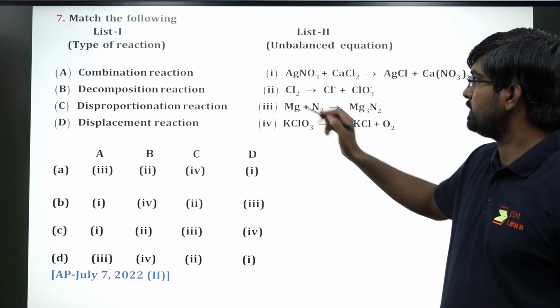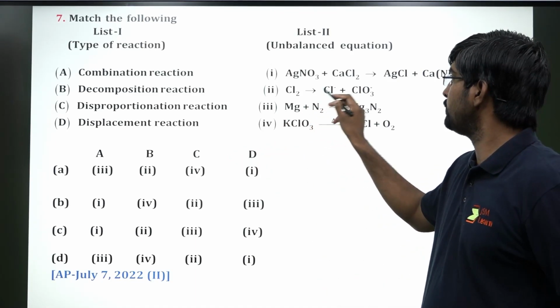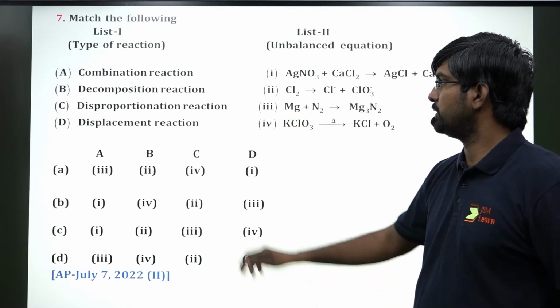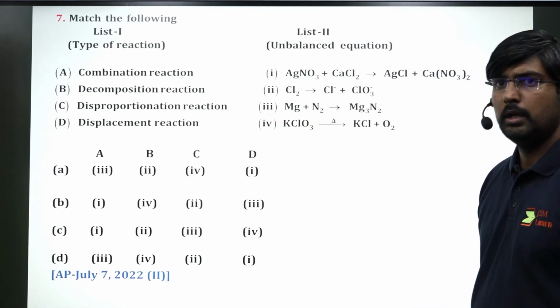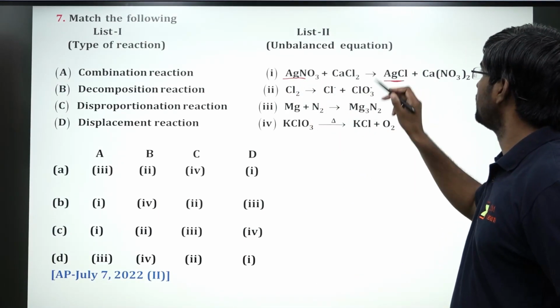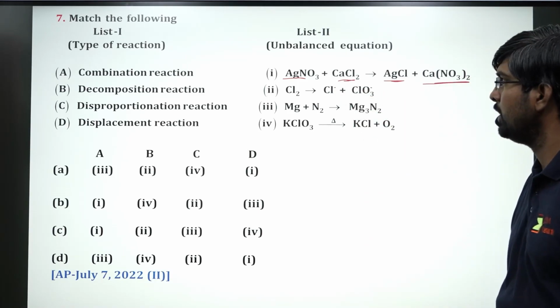See, this is a disproportionation reaction. We have discussed 2 questions just now. 0 to -1, 0 to +5. So that's why it is a disproportionation. And a displacement reaction. See here, what has happened? Silver nitrate, and here we have silver chloride. Here we have calcium chloride, and the product here is calcium nitrate.